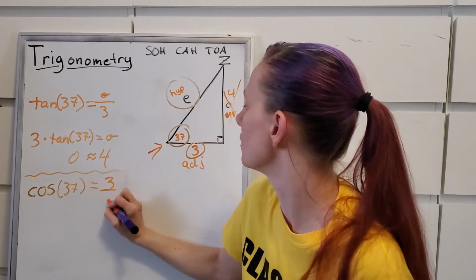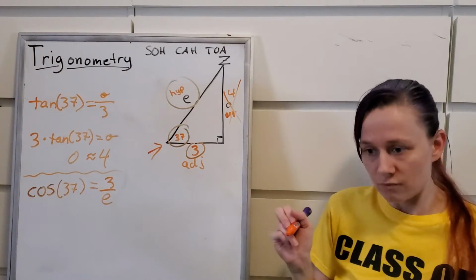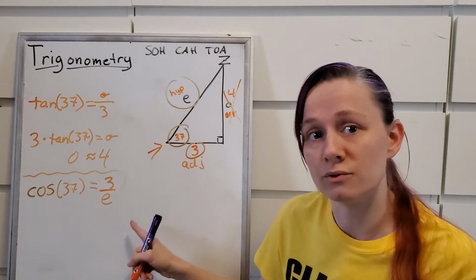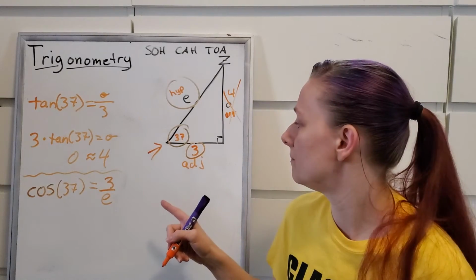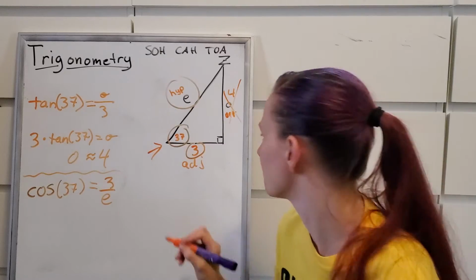So 3 over E, which is another terrible value. E is another terrible variable to use because it's a constant in algebra. But again, with spelling my daughter's name, I'm misbehaving here.